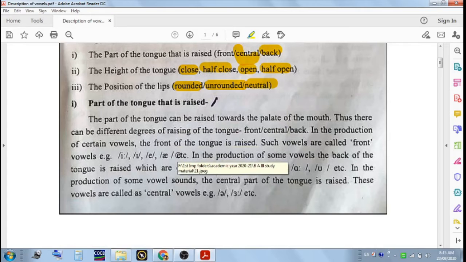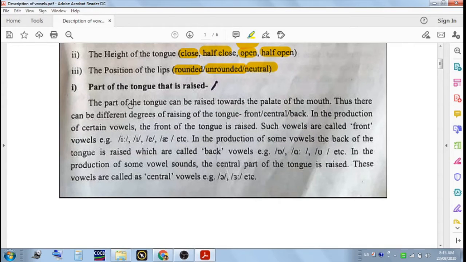Now you see that the part of the tongue can be raised towards the palate of the mouth. Thus, there can be different degrees of raising of the tongue, as I already told you, front, central or back. For example, for the front vowels like E, E, A, the first part of the tongue is raised.